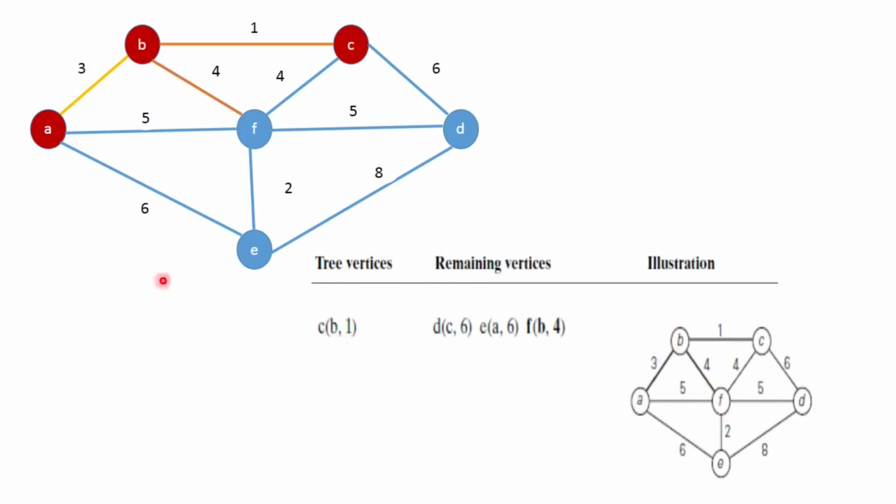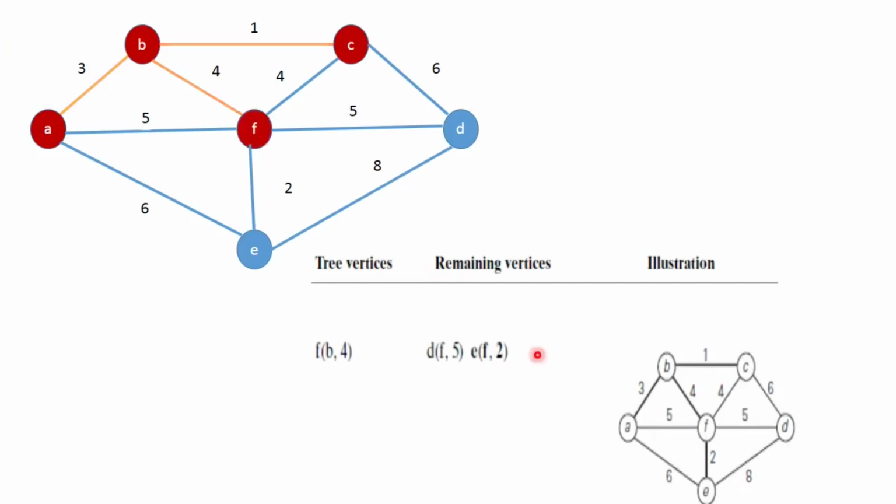So F can also be added to the tree vertices, as shown in the next slide. F is added into the tree vertices. Now you can see that A, B, C, F are in the tree vertices. Which are the remaining vertices? D and E.